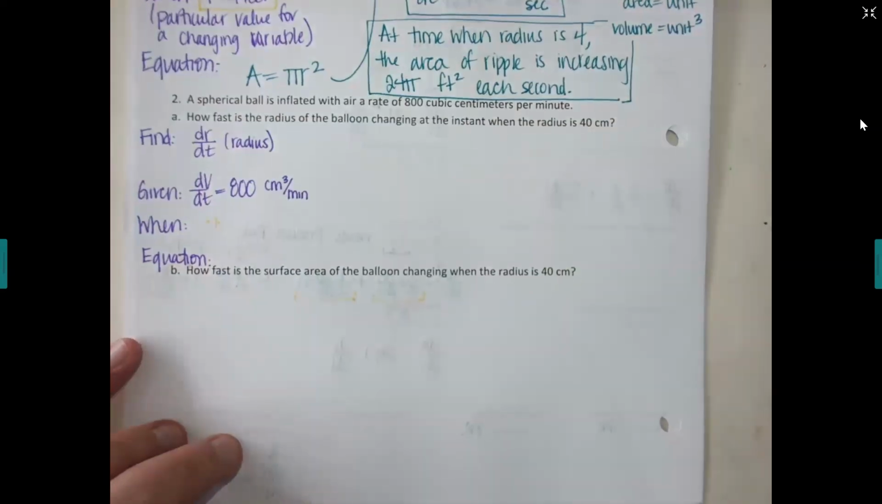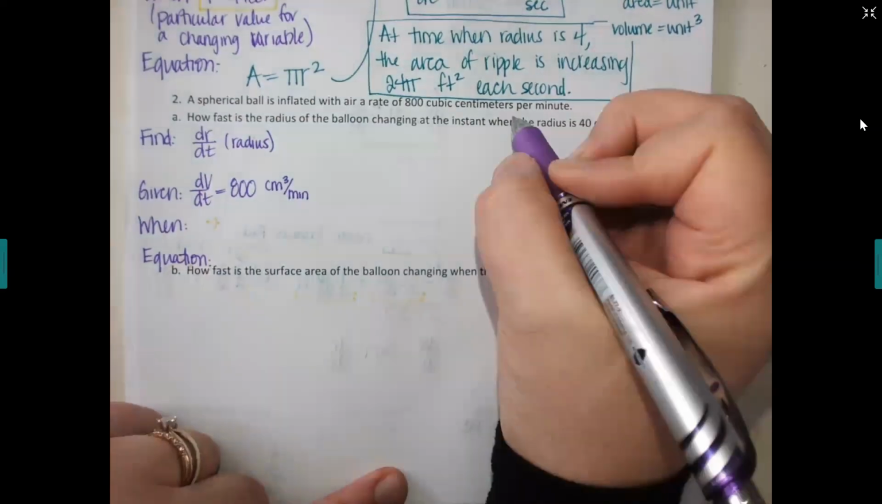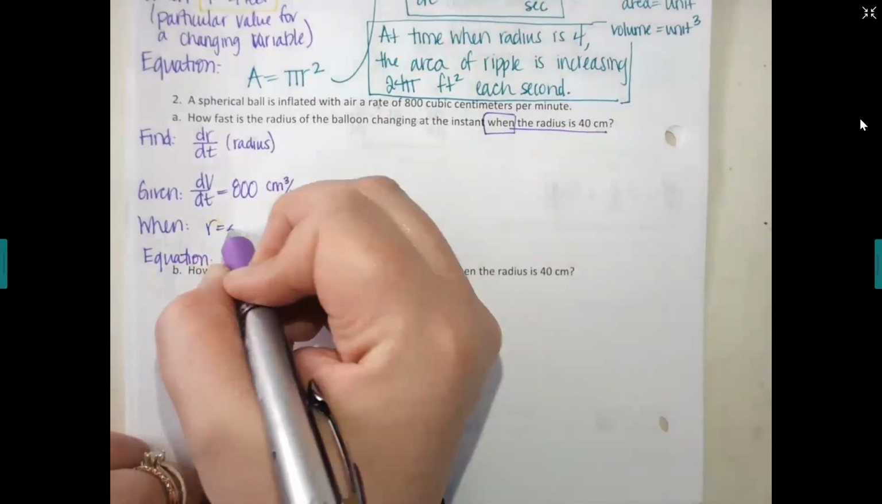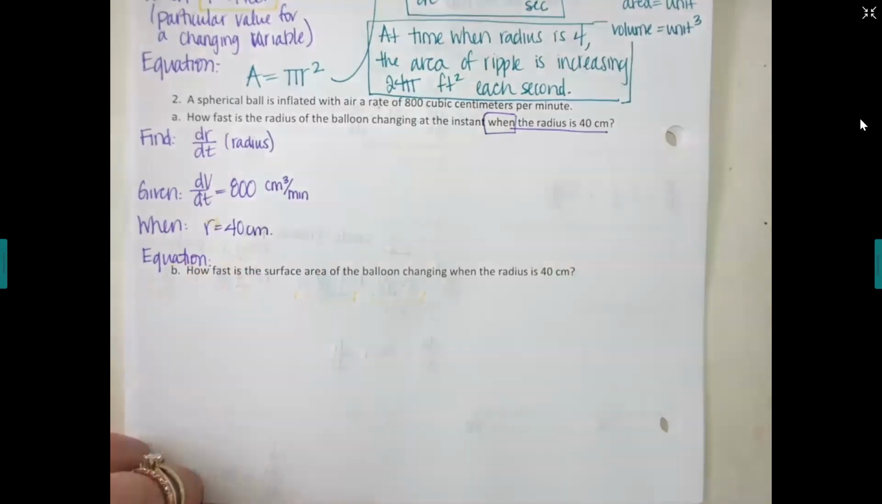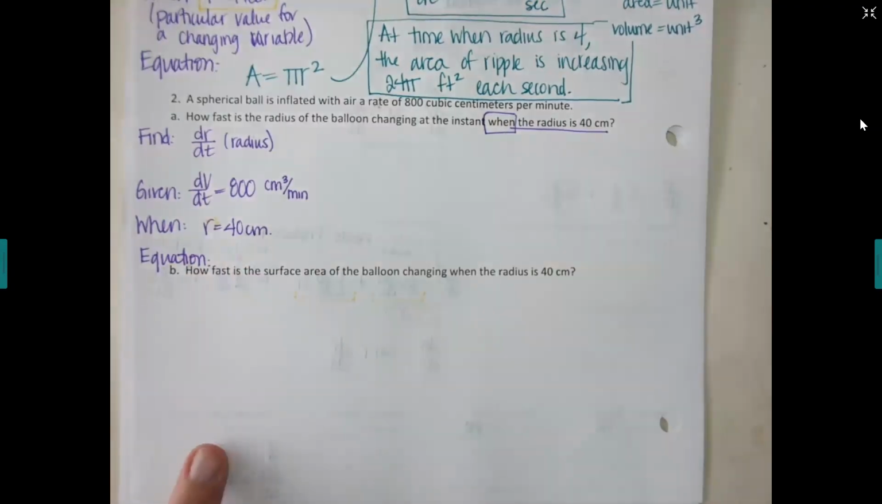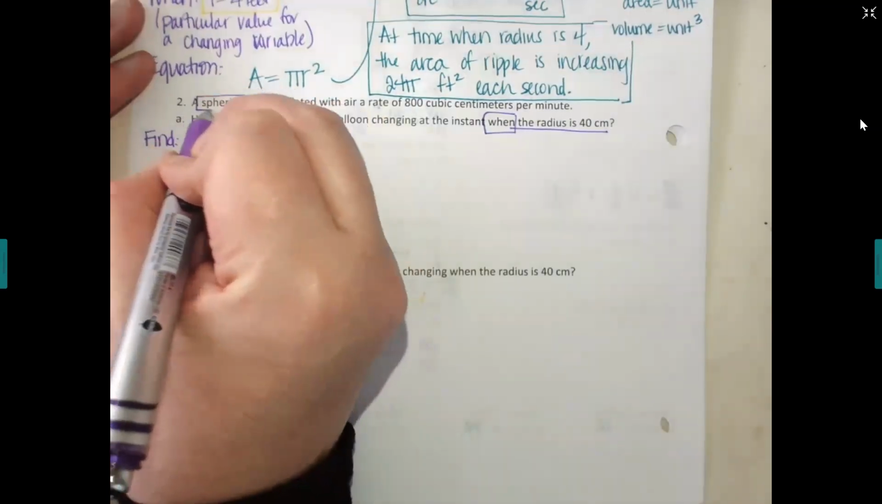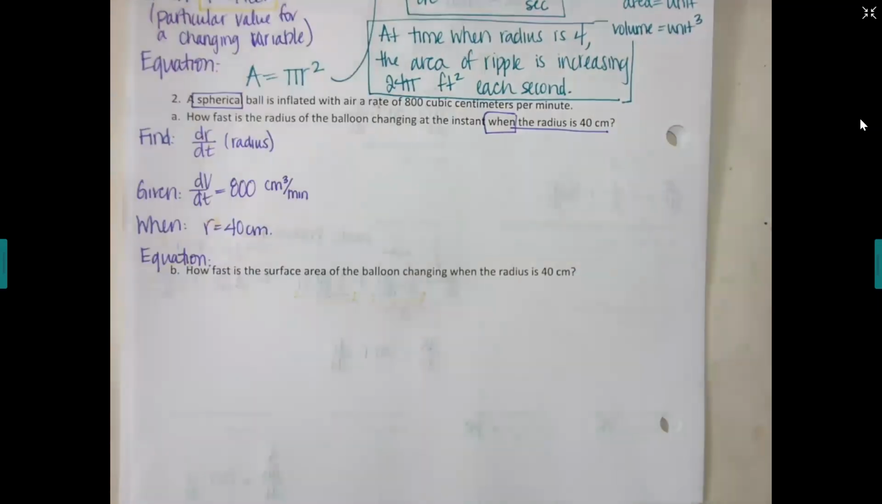Then it says, at the instant when the radius is how big? So r equals 40 centimeters. When you're ready, look back at your first page. What is the shape that we're dealing with? Last time it was a circle. It's a sphere because it's a balloon, right? So this is like a 3-dimensional circle. So look for sphere, and I want you to find the equation that relates V and r to each other.